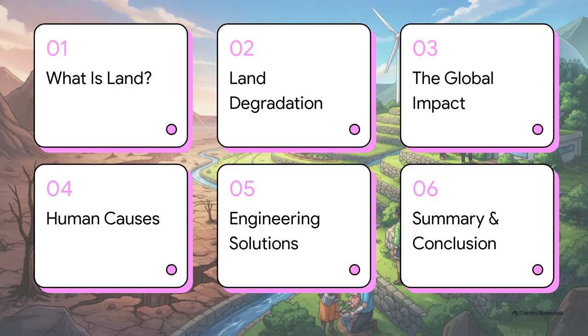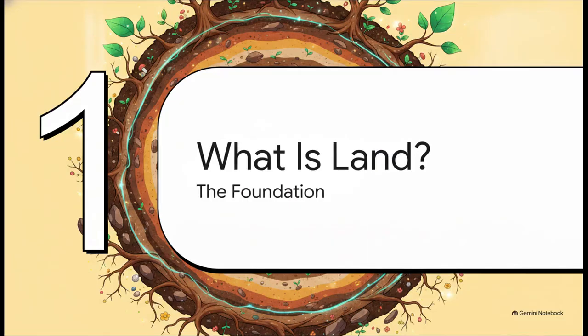Here's our roadmap for this session. We'll define what land actually is, unpack the concept of land degradation, and examine its massive global impact. Then we'll categorize the human causes before exploring some sustainable engineering solutions, and finally wrap it all up with a quick summary. Section 1. Foundation.